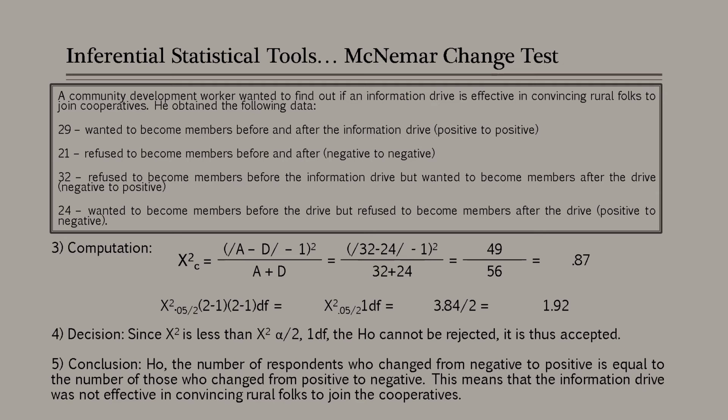Thus, the decision is that since chi-square is less than chi-square alpha over 2 at 1 degree of freedom, the null hypothesis cannot be rejected. Therefore, it is accepted. The conclusion here is that the null hypothesis holds: the number of respondents who change from negative to positive is equal to the number of those who change from positive to negative. This means that the information drive was not effective in convincing rural folks to join the cooperatives.